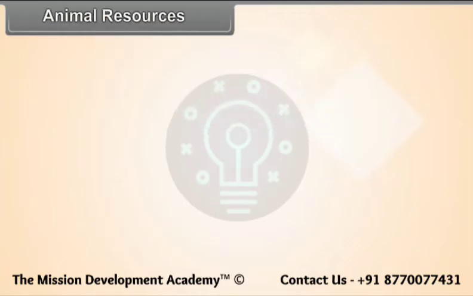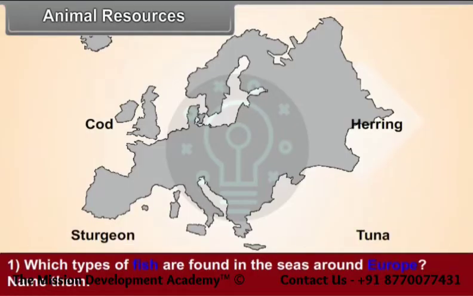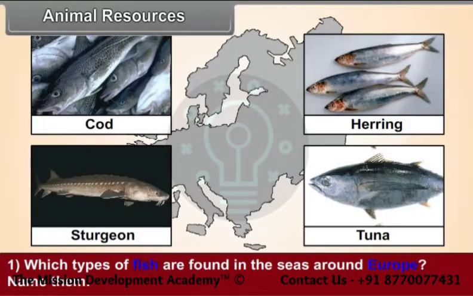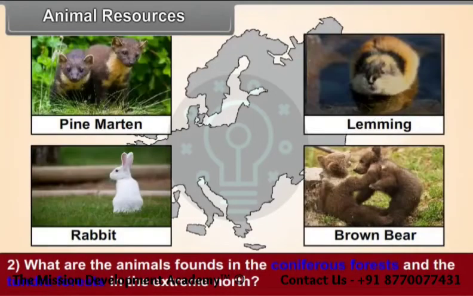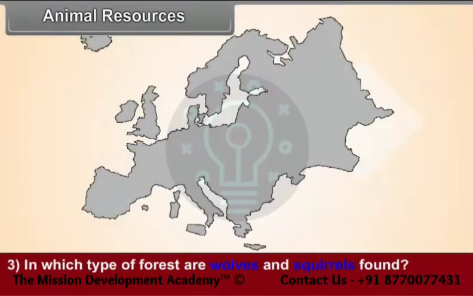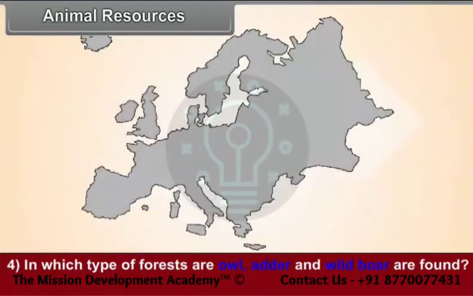Animal resources. See color figure 3 and answer the following questions. Number 1. Which types of fish are found in the seas around Europe? Name them. Number 2. What are the animals' food in the coniferous forests and the tundra forests in the extreme north? Number 3. In which type of forest are wolves and squirrels found?